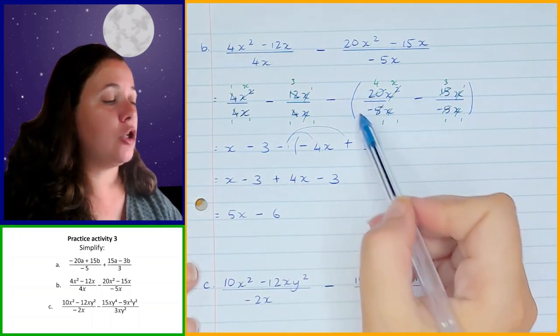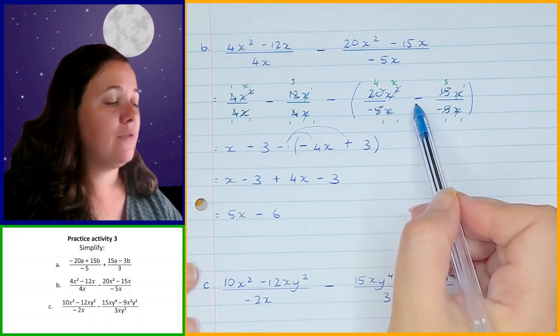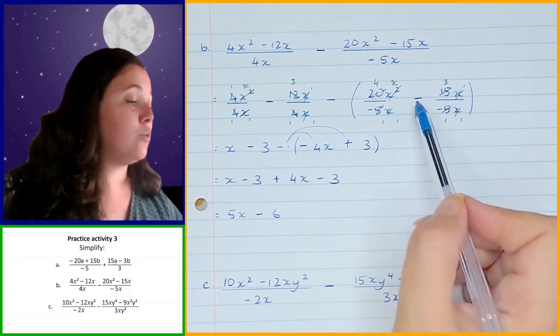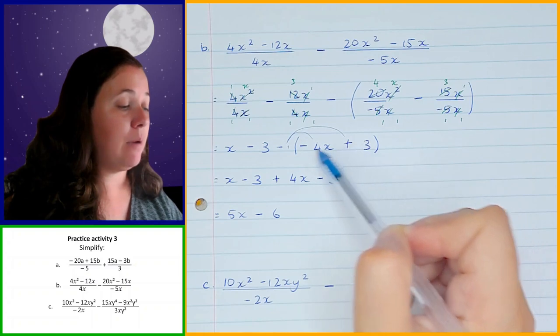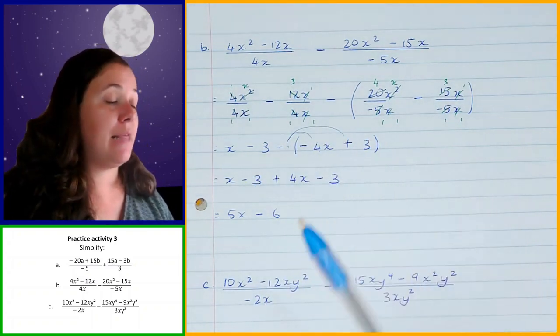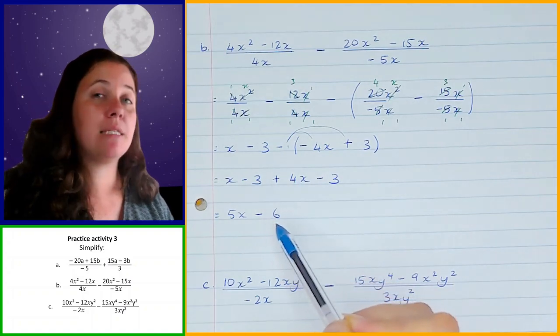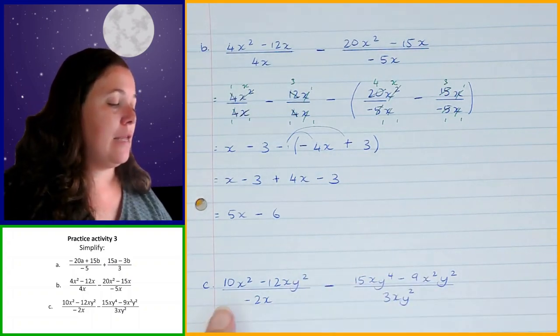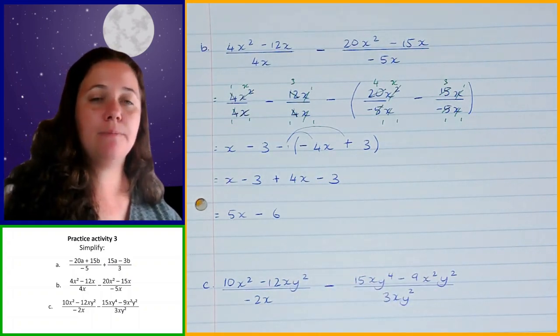Now, if I did not put the brackets in here, this would have given me a plus. That would have stayed a plus. I wouldn't have changed it to a minus, and my 3s would have ended up cancelling out. And that would be a problem because it's supposed to be minus 6, not 0. Okay, then the last one, question C.